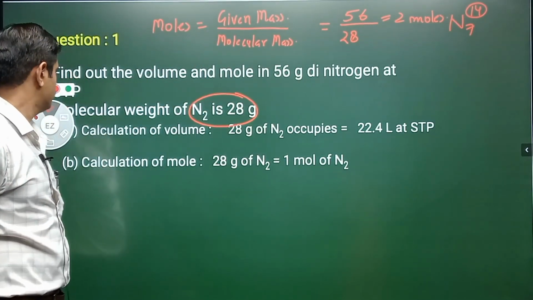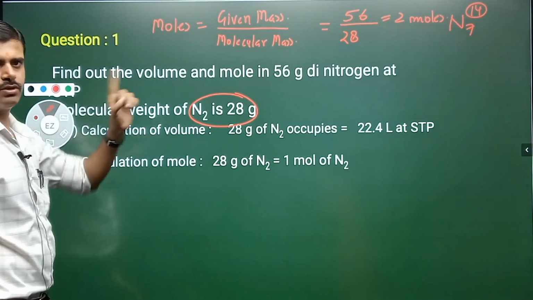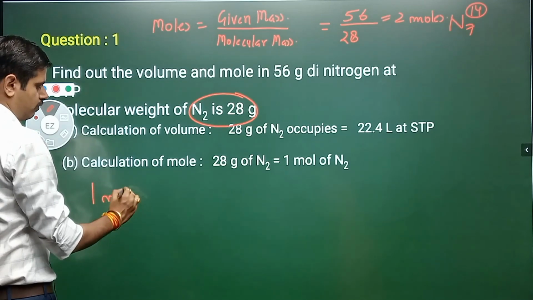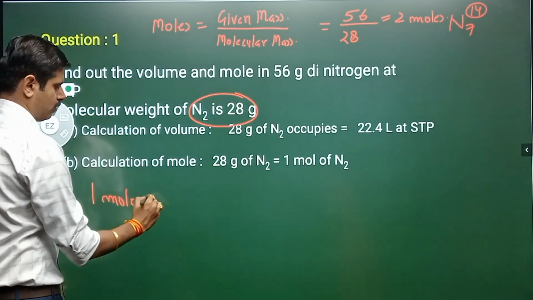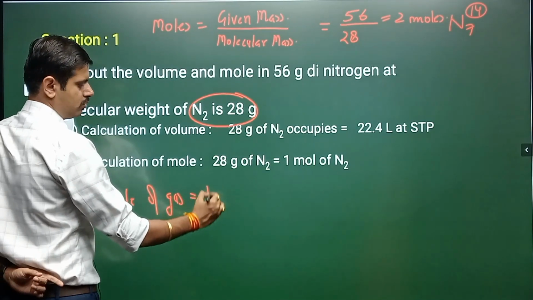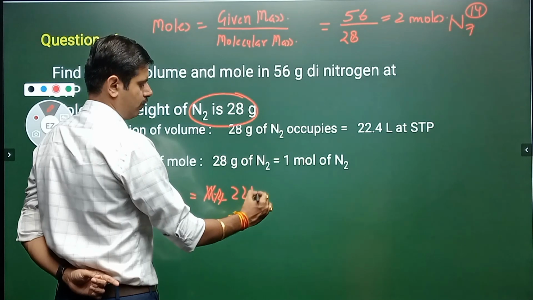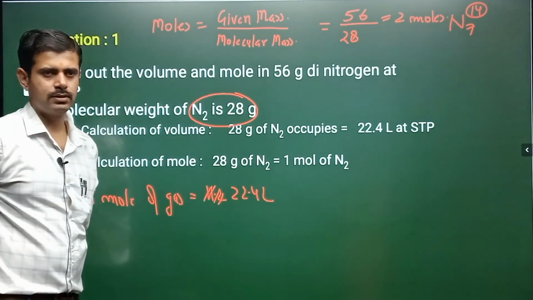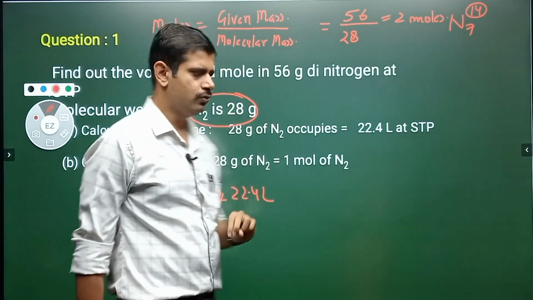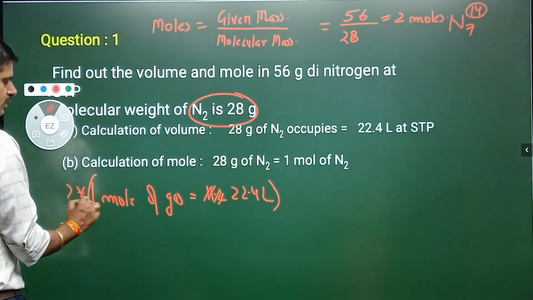Now we also need to find out the volume. See, just now in the last slide we have seen that 1 mole of any gas is equal to 22.4 liters. How many moles right now are we having? We are having 2 moles. So what we will do? We will multiply this equation by 2 on both sides.